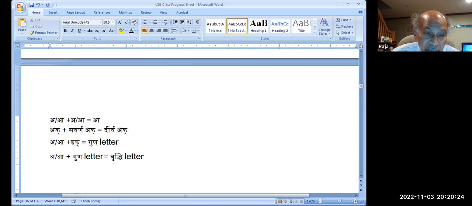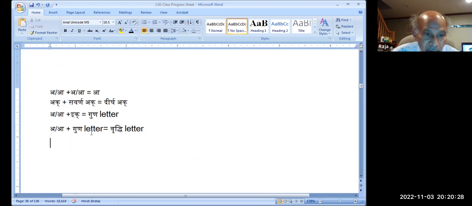Now we'll change the tables. Instead of a being the base and adding an ik letter or a guna letter to that, getting a guna letter or vriddhi letter, now why not we take an ik letter, sorry.